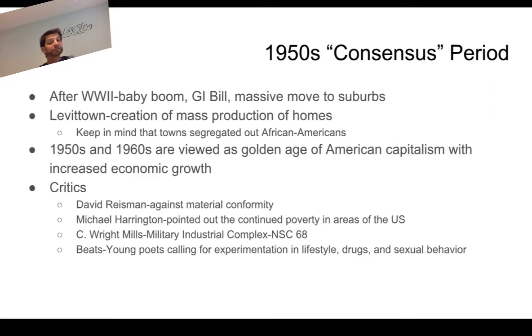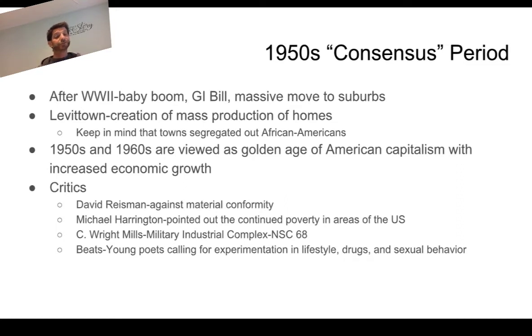The 1950s and 1960s are viewed then as that time period of the golden age of American capitalism, with increased economic growth at huge GDP rates, and what it looked like was prosperity for everybody. However, there were some major critics. There was a man named David Riesman who started criticizing suburbanization, not for the economic side, but what he saw as being material conformity, that everybody was doing the exact same things.